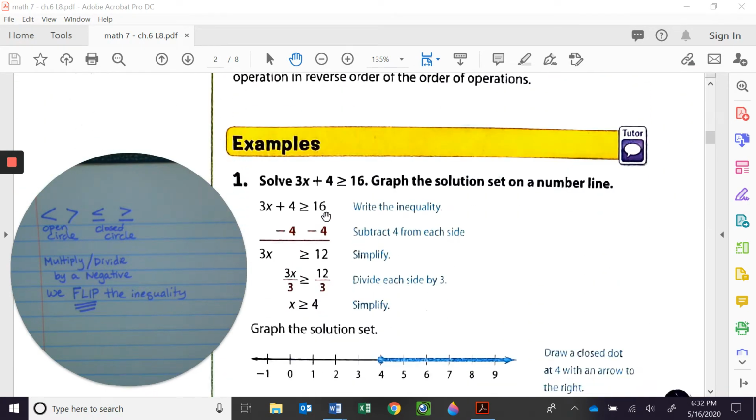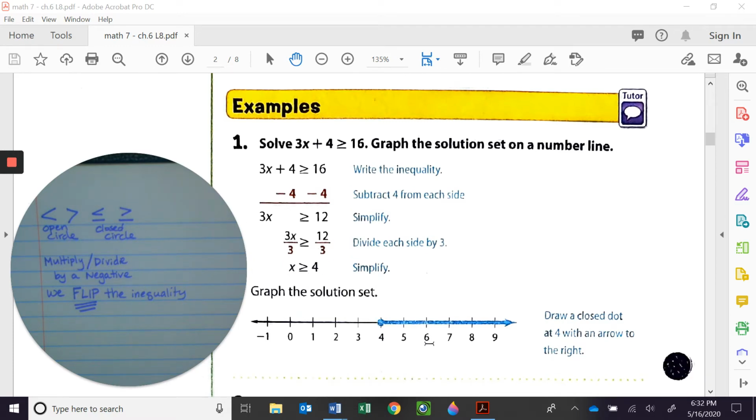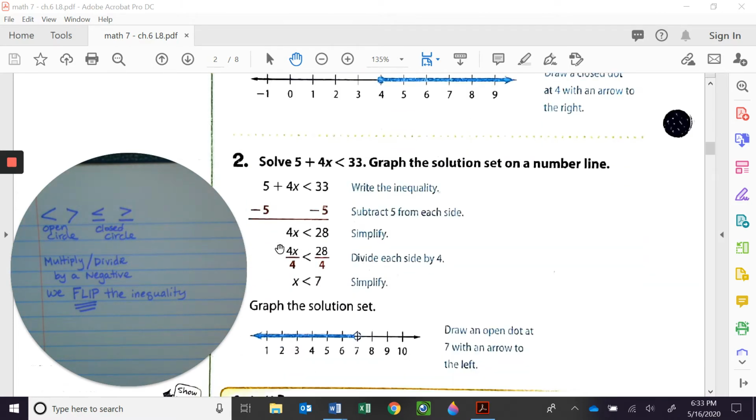Okay, so you can see here, they've subtracted by 4, then they divided by 3 and got their answer, and then they graphed it. Okay, and so remember, the only time that you multiply or divide first is if there's parentheses, and so we have no parentheses, so we're going to always add or subtract first before we do anything. Okay, you can see another example. See, they subtracted 5 first, then they divided by the 4 to get the answer.